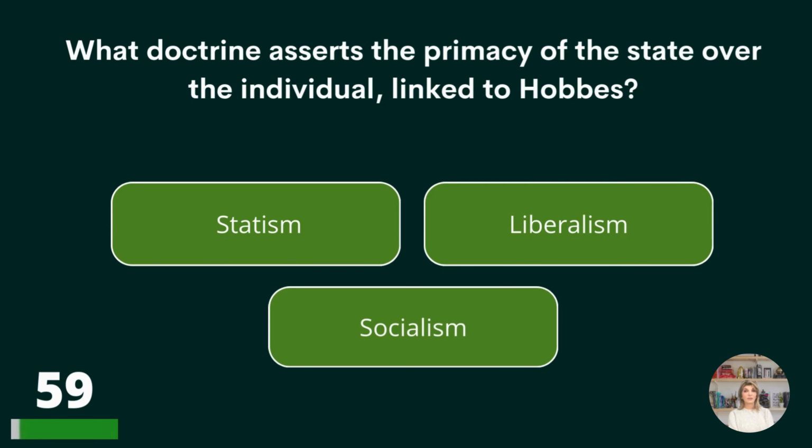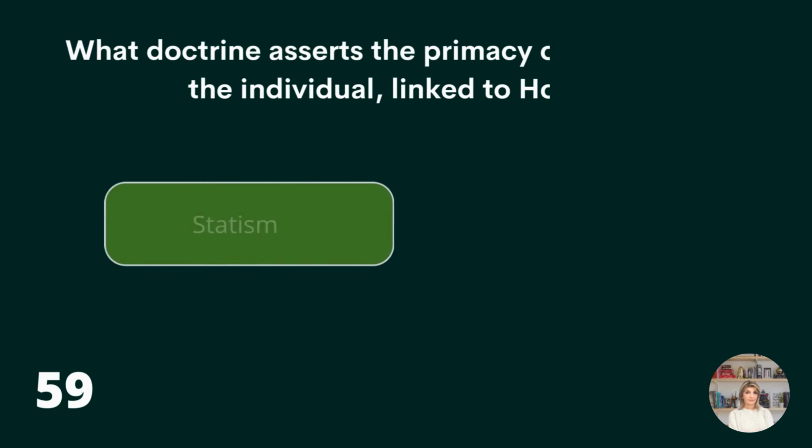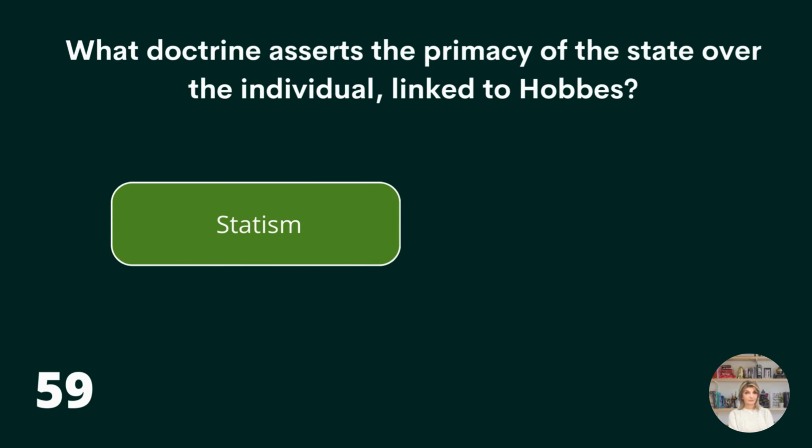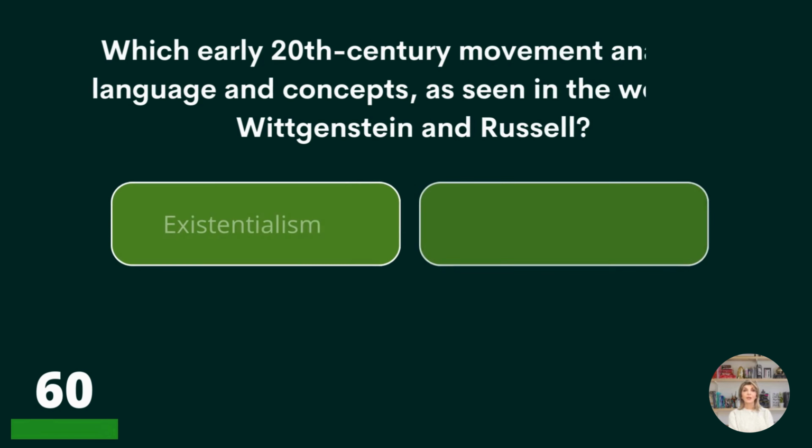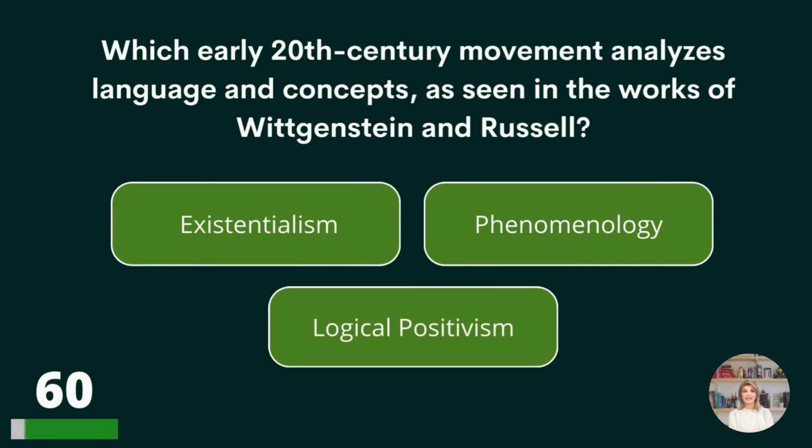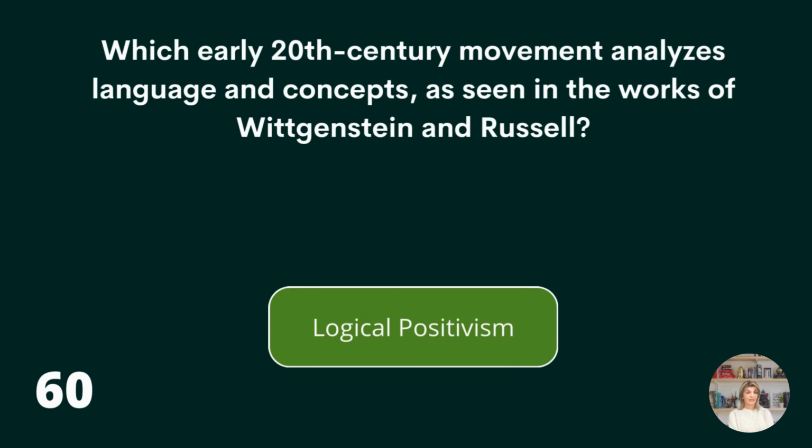What doctrine asserts the primacy of the state over the individual, linked to Hobbes? Statism, liberalism, or socialism? Statism. Which early 20th century movement analyzes language and concepts as seen in the works of Wittgenstein and Russell? Existentialism, phenomenology, or logical positivism? Logical positivism.